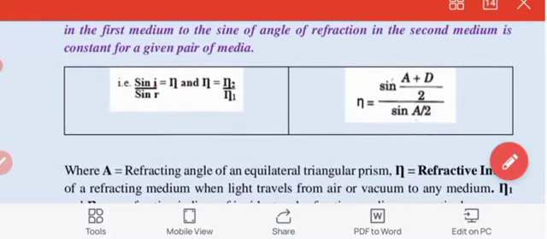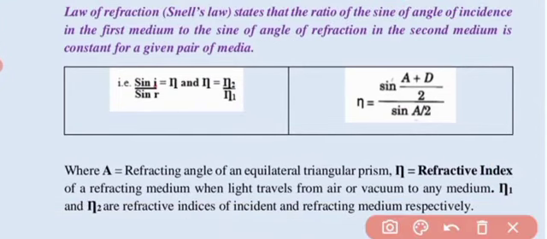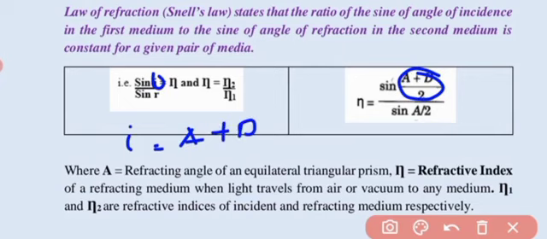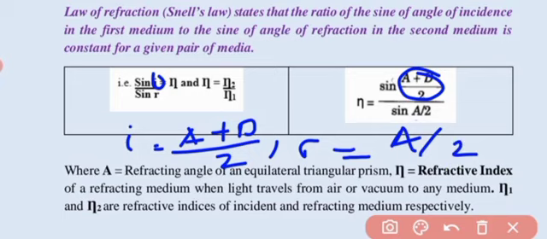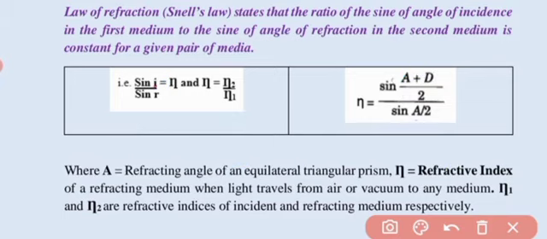Okay, if you look at this part, Snell's law, sine i over sine r equals refractive index. If this represents refractive index and this is also refractive index, we can see that mathematically sine i will be equal to sine (A plus D) over 2, which means we can say i equals (A plus D) all over 2. Also, we can say r equals A over 2. So let's quickly see how we can apply this in solving the problem in the second example.